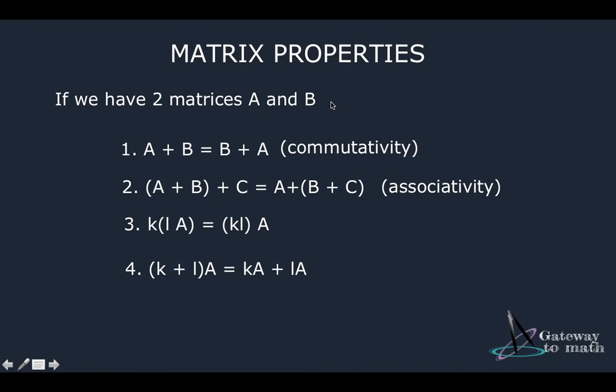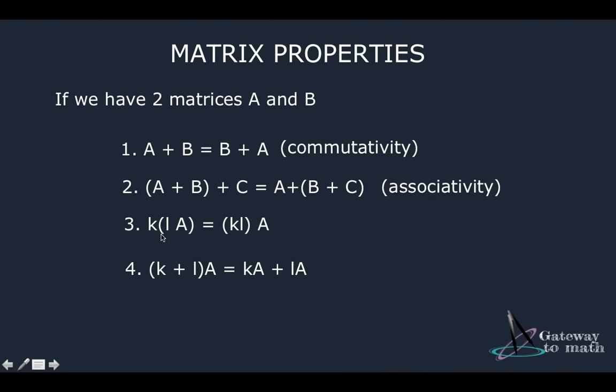Some important properties of matrix addition: it is commutative in nature. So if you have two matrices A plus B, when you add them as B plus A, they're still the same. They are associative. So if you add A plus B together and then add it with C, it will be equal to B plus C added and then added to A.